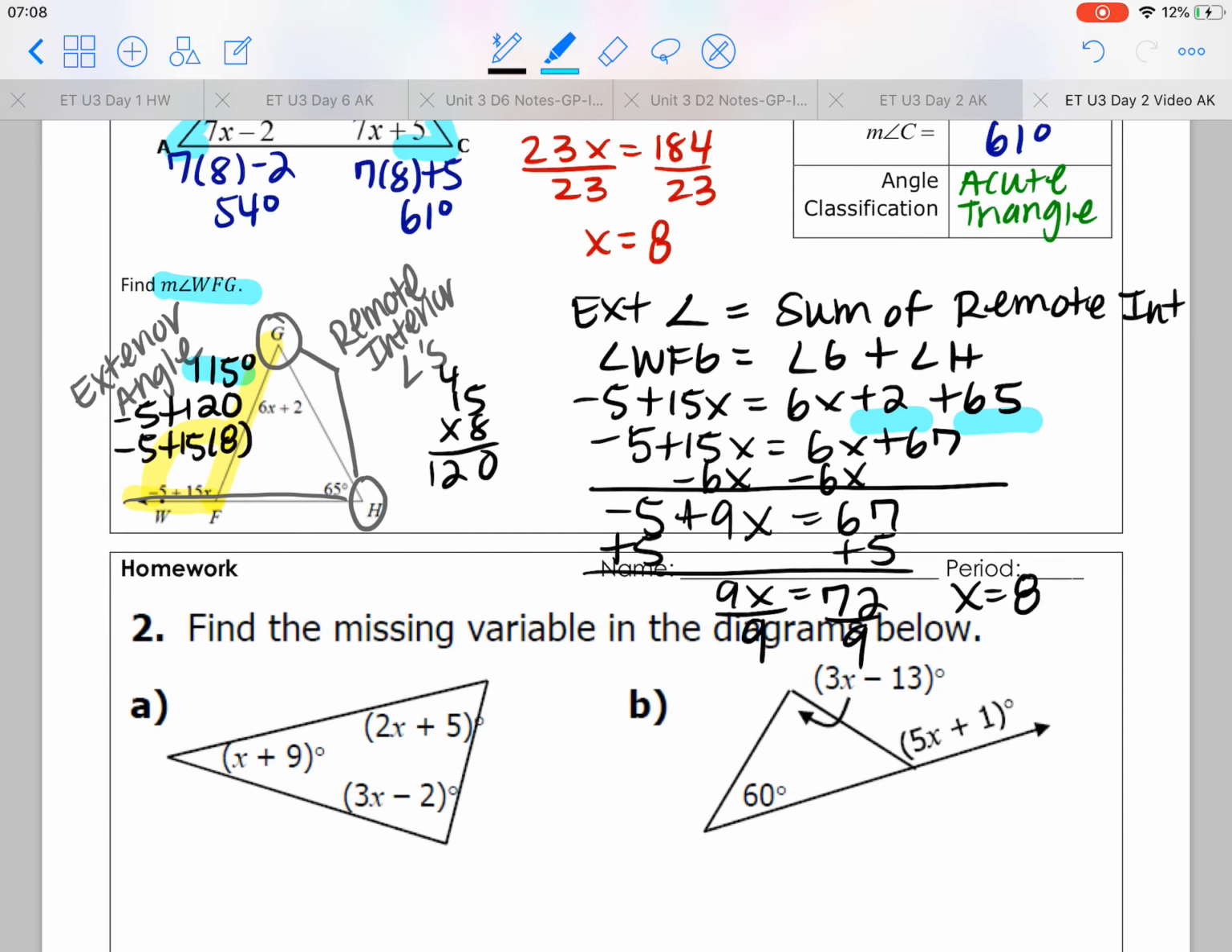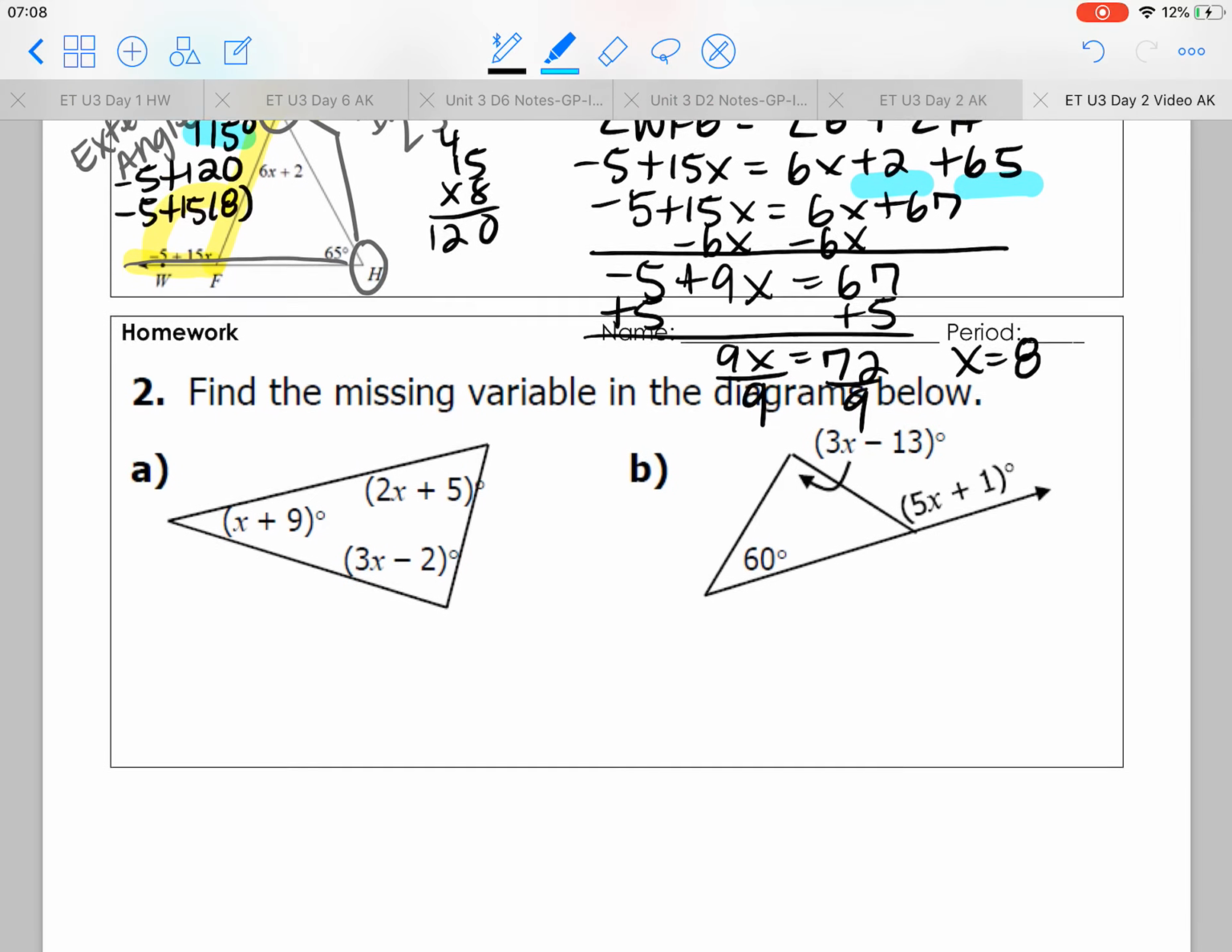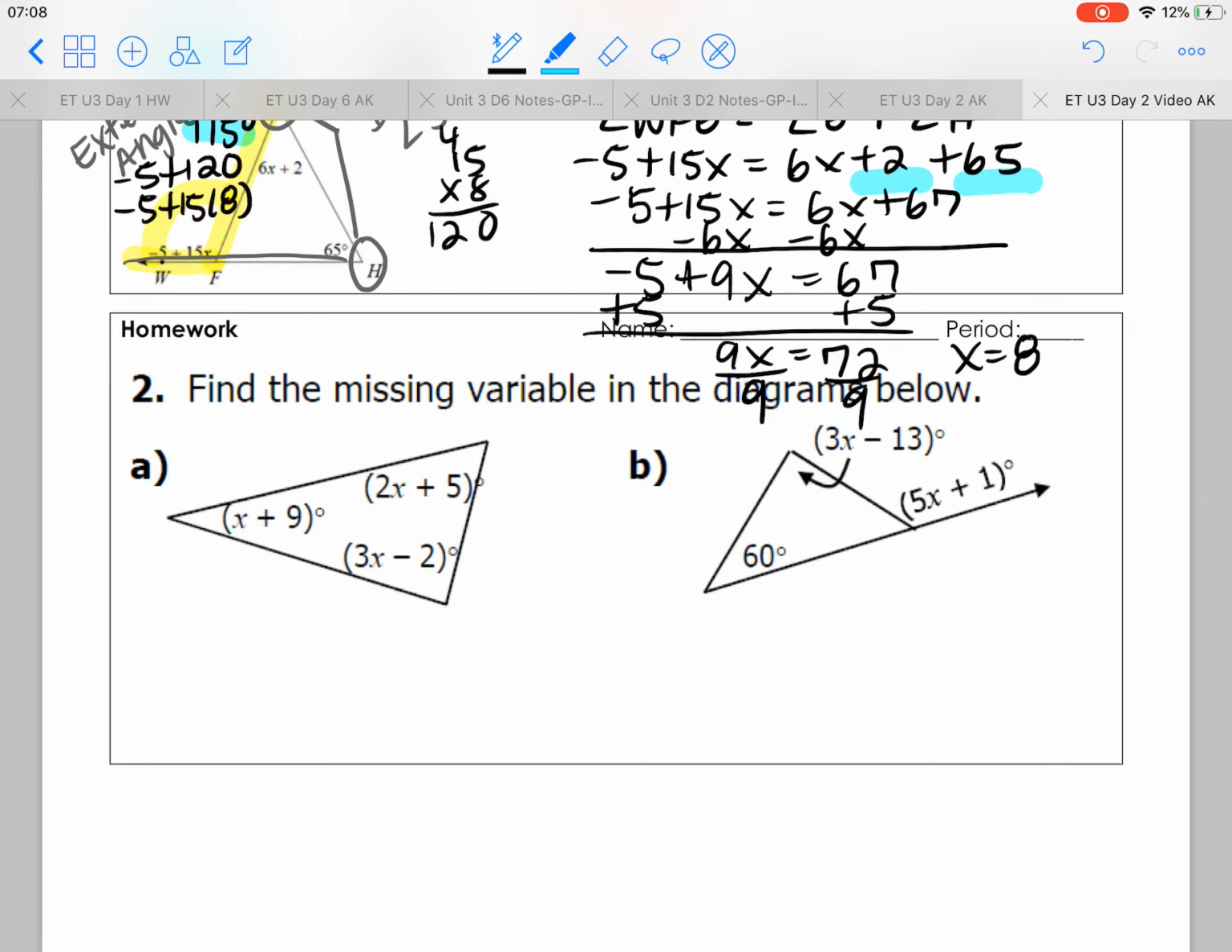Okay, here are the problems that you are expected to do. I'm going to go ahead and erase this part so that you can see clearly. There it is.